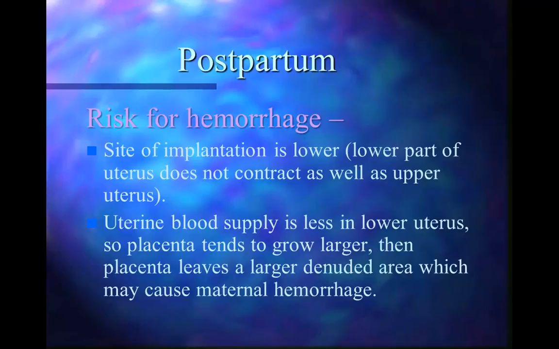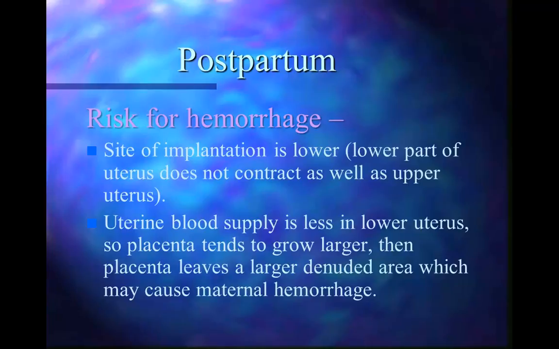That does not happen in the lower part of the uterus, so it doesn't contract as well as the upper part when you want the uterus to be contracting postpartum and stopping the bleeding. Another thing to keep in mind is that the uterine blood supply is less in the lower uterus, so the placenta tends to grow larger there because of that.